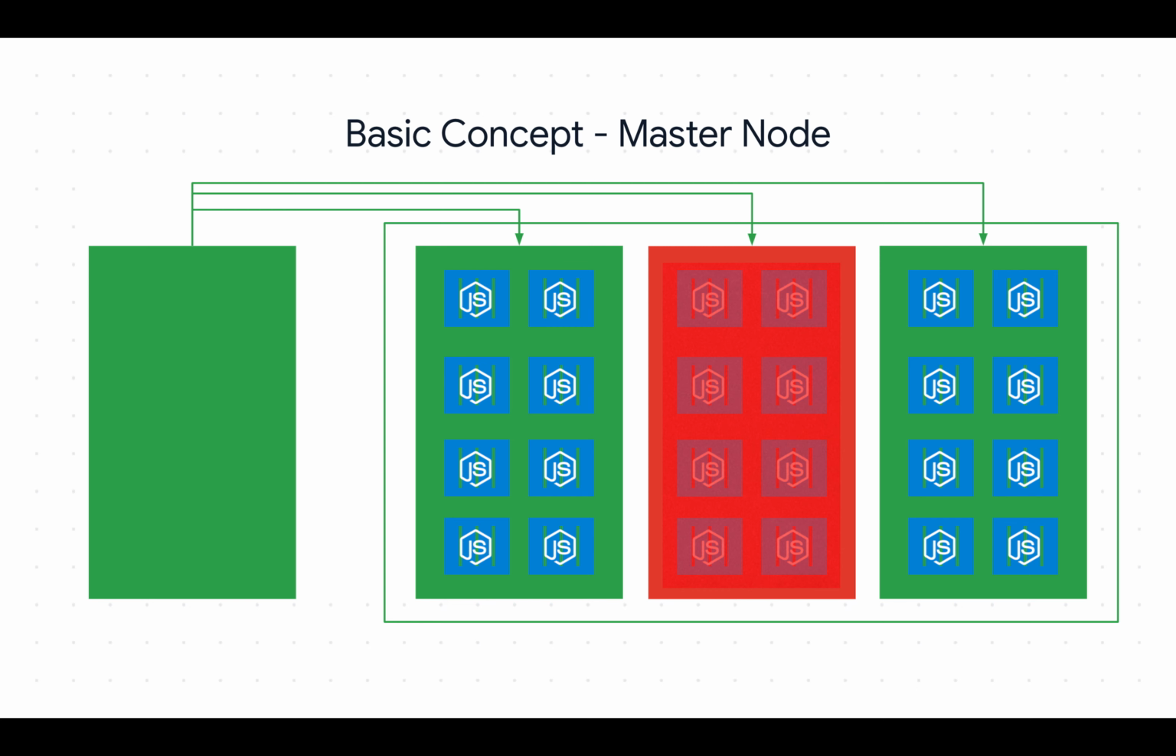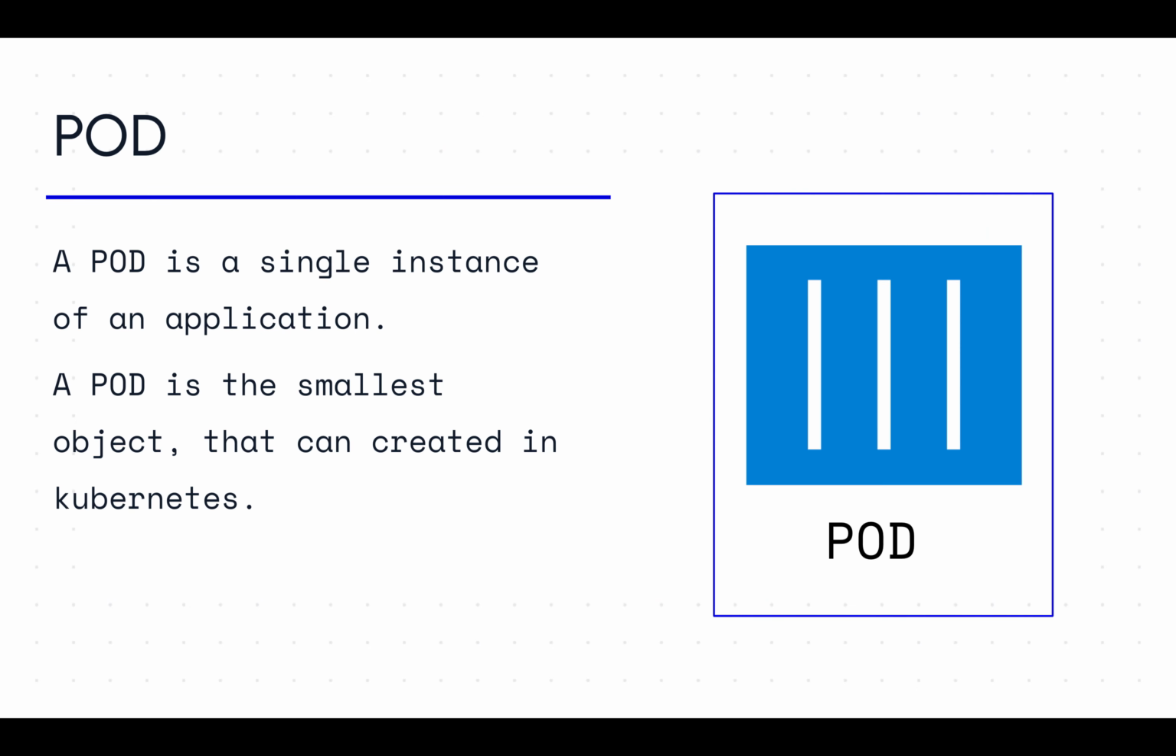Now, let's talk about pods. If you had Googled Kubernetes before, you must have heard about pods. A pod is a single instance of an application. It's the smallest thing you can talk about when you're talking about Kubernetes. It's the smallest object that can be created in the Kubernetes cluster. A pod is similar to a container. However, it does much more than just a container in the Kubernetes context.